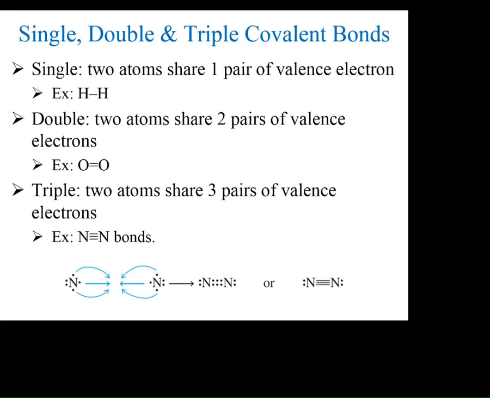The end goal is still the same. They're trying to get that octet. So you see here for nitrogen, it's all happy because this nitrogen has 8 and this nitrogen has 8. So they both wind up with their octet. They're both happy in the end. Okay, let me show you a little stepwise way of doing these Lewis structures.